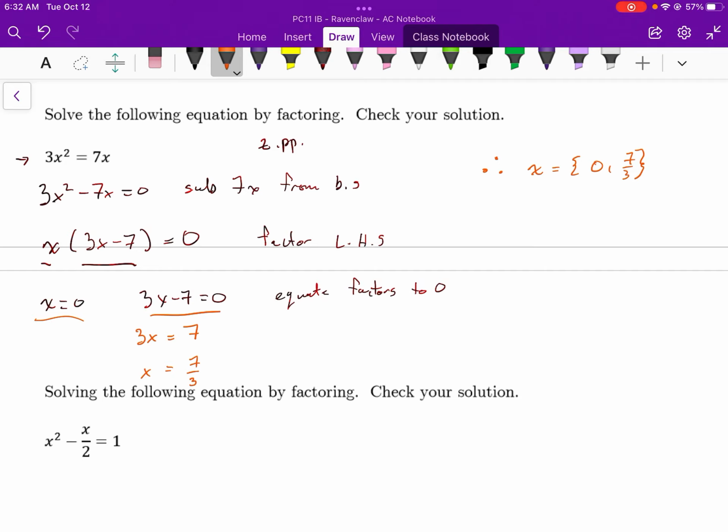Now, I said check your solution. I will leave this up to you to check your solution using graphing.